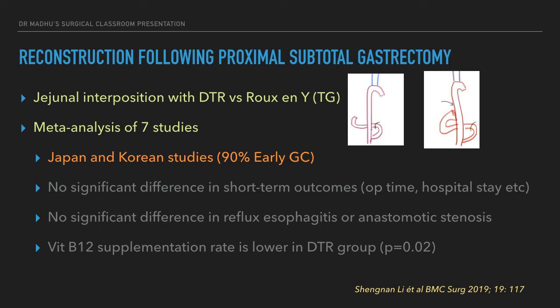And coming on to long-term outcomes like reflux esophagitis and anastomotic stenosis, which can occur following a chronic reflux of the contents into the esophagus. There was also no difference in reflux esophagitis and anastomotic stenosis. And in the double tract group, the vitamin B12 supplementation rate is lower.